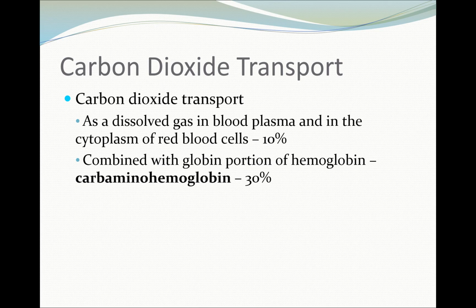All right, believe it or not, carbon dioxide is also going to be transported through the body via hemoglobin, but it's not going to connect to the heme portion, it's going to connect to the globin portion. So it's called carbaminohemoglobin. And that carbaminohemoglobin is going to be about 30% of the carbon dioxide that's transported, and the other 10% will be in the blood plasma and in the cytoplasm of red blood cells.